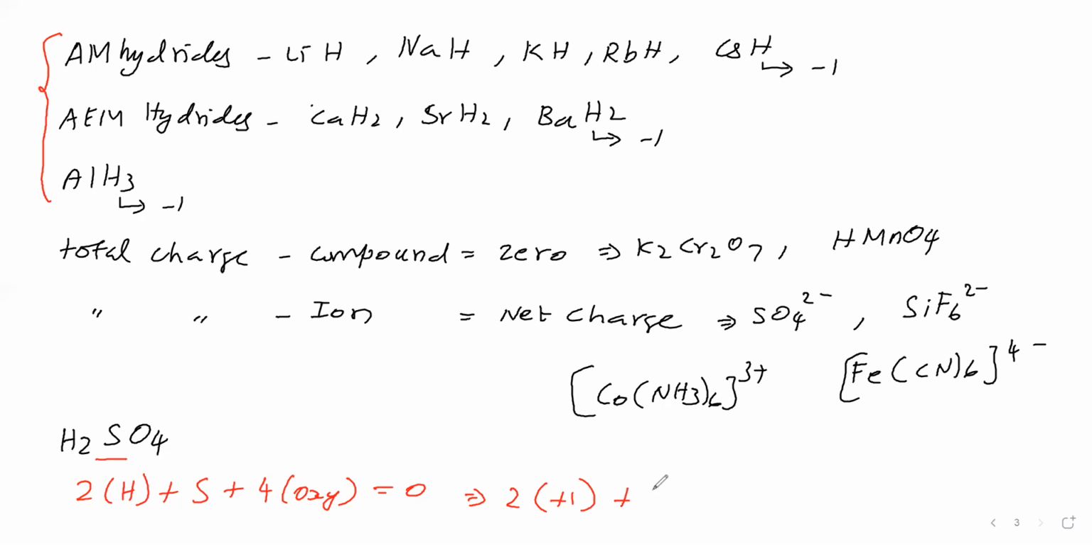Sulfur oxidation number we have to find. 4 oxygens. Oxygen in its compound is -2. If peroxide or superoxide is there, then only it is different. Otherwise -2. Oxygen oxidation number -2. Net charge, total charge equals how much? 0. So the sulfur oxidation number is +6. So we got the sulfur oxidation number, that is +6.